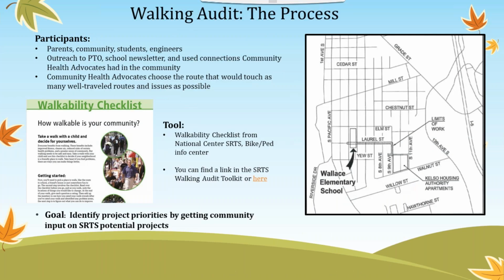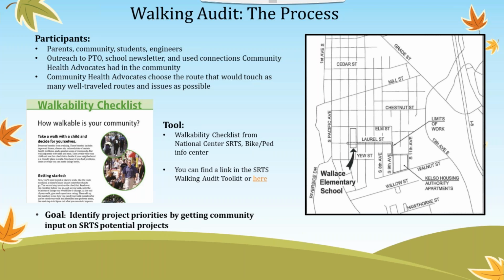Our process for the walking audit specifically was that the community health advocates did a lot of outreach to try and get participants in the walking audit. They did some outreach to the PTO at the school. We put some announcements in school newsletters and used their own connections in the community to recruit. We ended up with parents, some community members. We had some students along, and then we had a couple of engineers from the city who came on the walking audit as well.